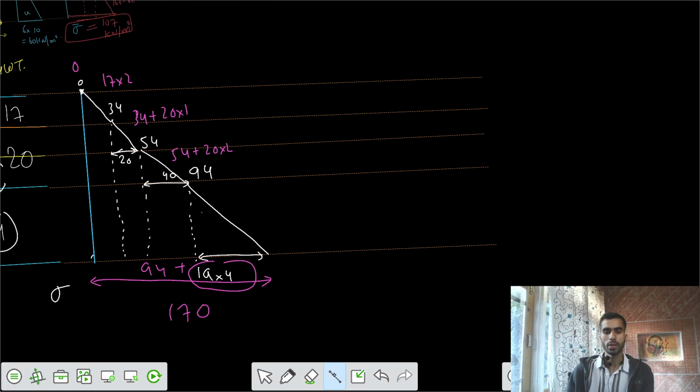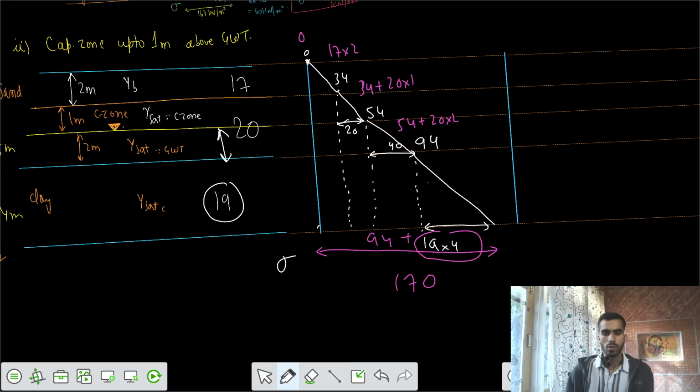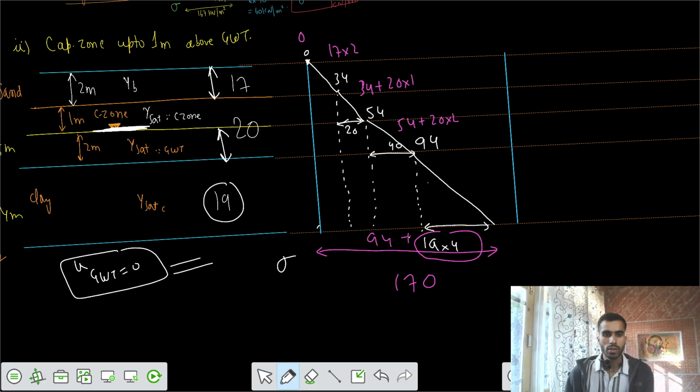Let's go for the pore water pressure diagram. I would say there is no pore water pressure here. No water is there, so no pore water pressure. And one more thing: at the groundwater table, what is the pore water pressure? Pore water pressure at the groundwater table is actually 0, because if you insert a piezometer at the groundwater table, you would see there is no rise of water in the piezometer.